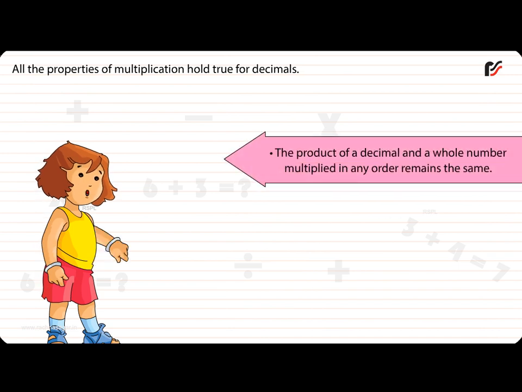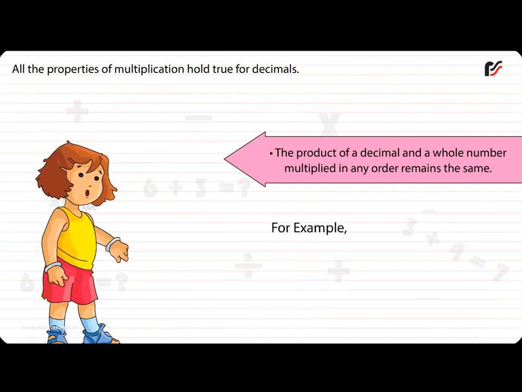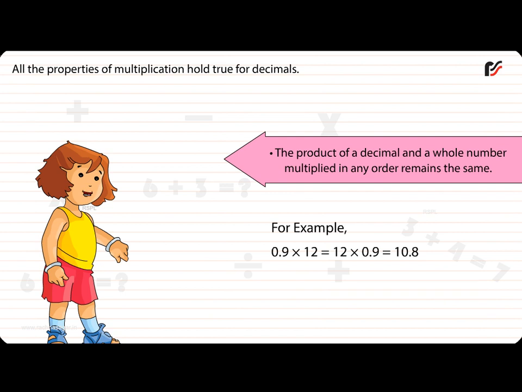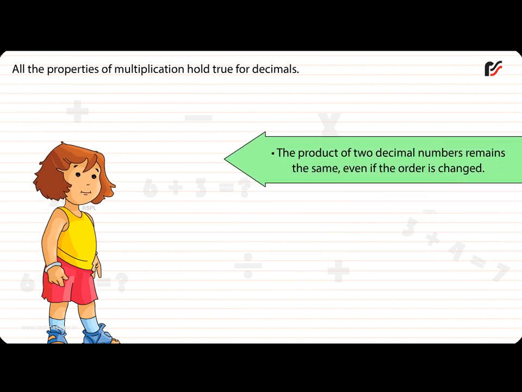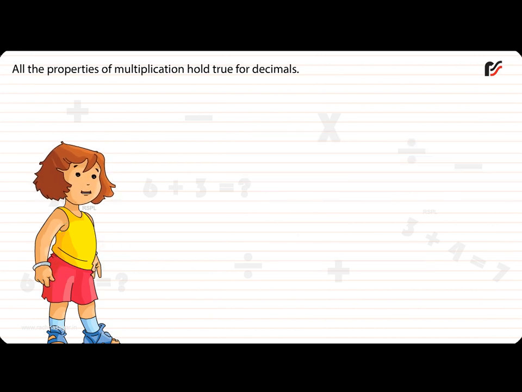The product of a decimal and a whole number multiplied in any order remains the same. For example, 0.9 multiplied by 12 is equal to 12 multiplied by 0.9 is equal to 10.8. The product of two decimal numbers remains the same even if the order is changed. For example, 2.5 multiplied by 3.5 is equal to 3.5 multiplied by 2.5 is equal to 8.75.